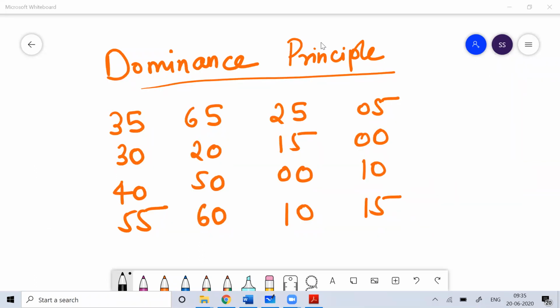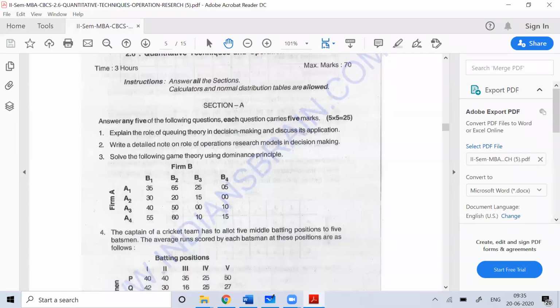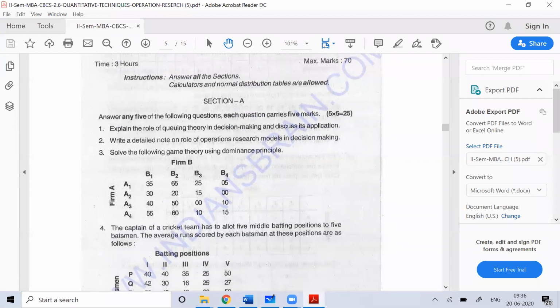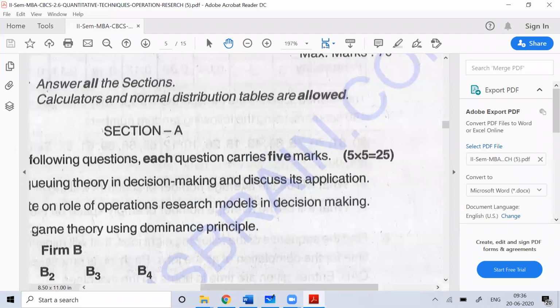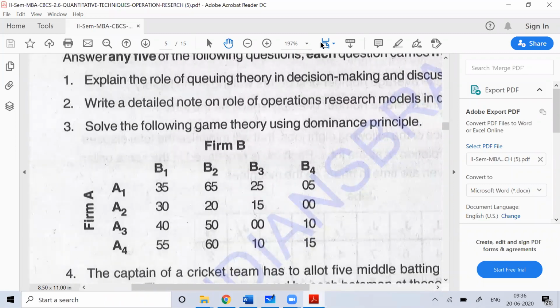So we'll do the problem which came in your previous year exam. You can see this July 2017 question paper, and this question came for 5 marks. Question number 3: solve the following game theory by using dominance principle. So this question number 3 we'll do now.